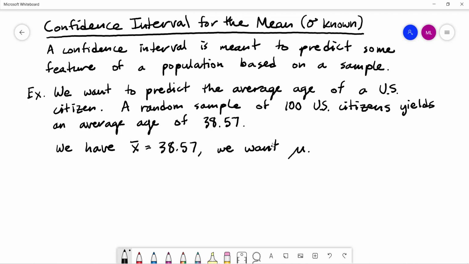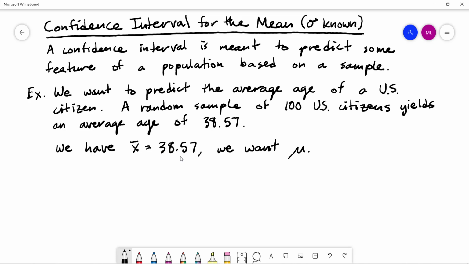So let me give you a quick reminder of what these two symbols mean. X bar is the symbol that we reserve when we're talking about the average or the mean of a sample. So this is our sample mean. This is the average age of those 100 US citizens that were picked in our sample. We want mu, which is the average age of all US citizens, all 330 million people. And this is, again, the whole point of taking a sample.